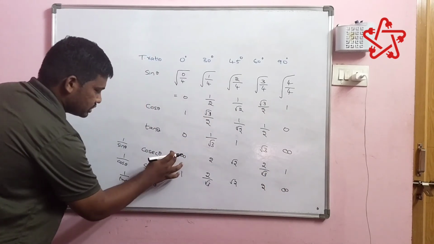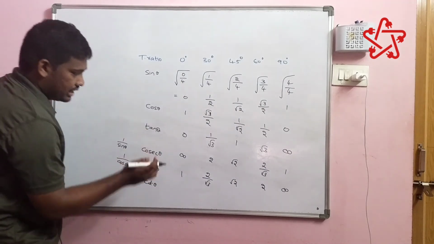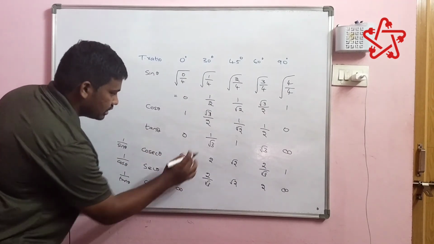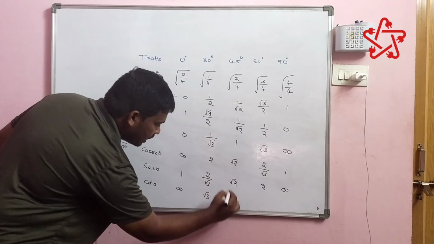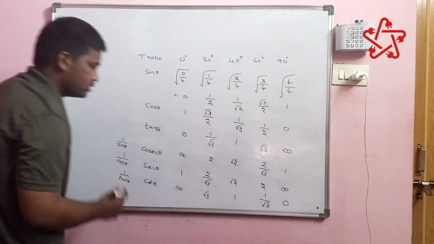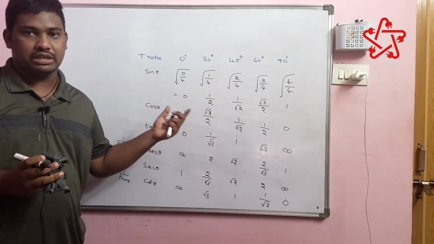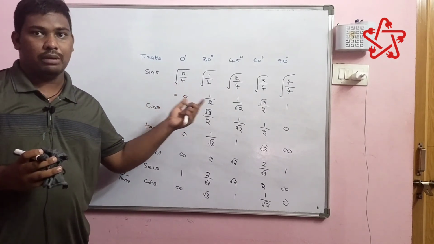Then cot theta is simply 1 by tan theta. So 1 by 0 is infinity, root 3, 1, 1 by root 3, and the last is 0. So these are the basic angles and basic values with respect to trigonometric ratios.